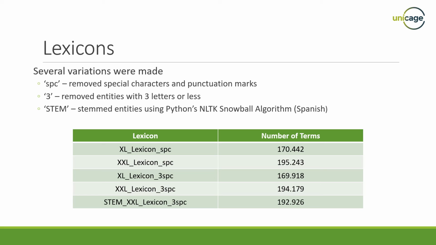Regarding the lexicons used in the competition, since there was a limit of 5 submissions, 5 variations of the lexicon were made. These variations comprise modifications, such as removing special characters and punctuation, removing entities with 3 words or less, stemming using a specific algorithm, and using additional entities retrieved from other datasets.